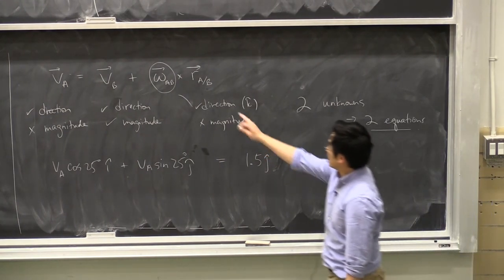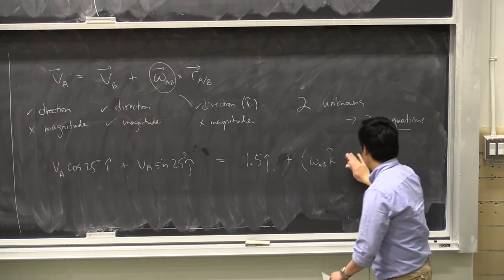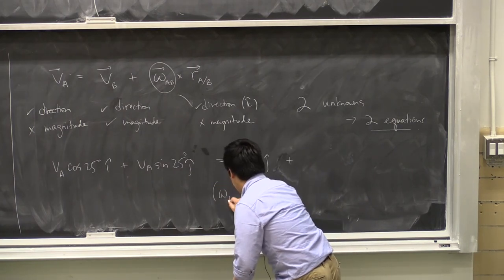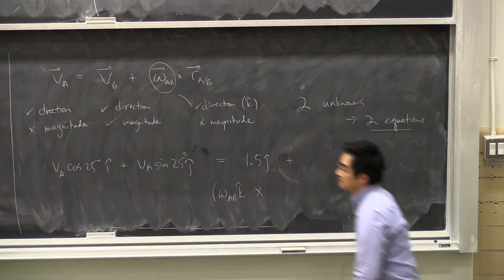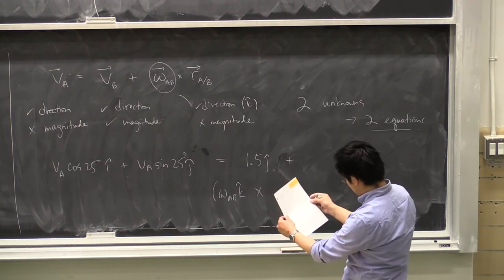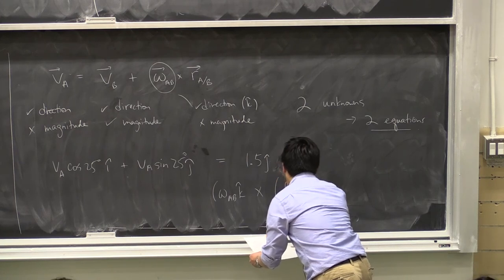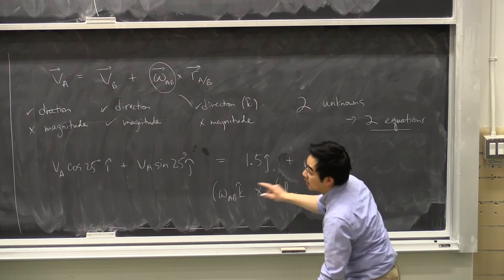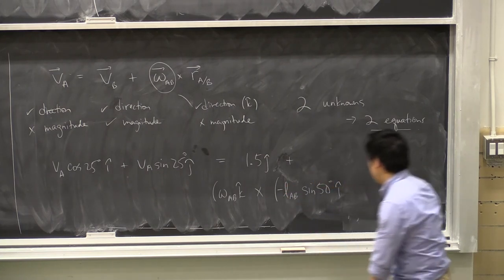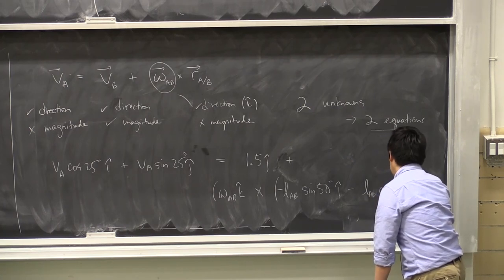And what's my r vector? R vector is A from B. So it's actually pointing from the collar downward, so plus omega AB k cross, pointing down so it's negative both ways, at least it should be. Let me see here, RAB, yep. So we're going to do cross with LAB of, what is that? Sine 50. And that looks like a negative i, minus LAB cosine 50 j.